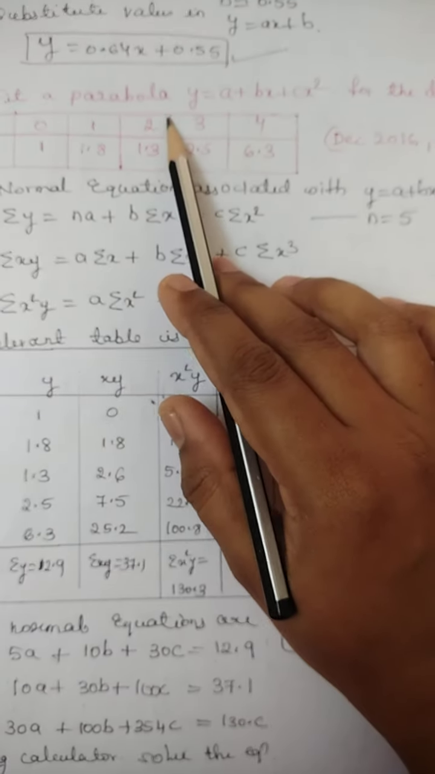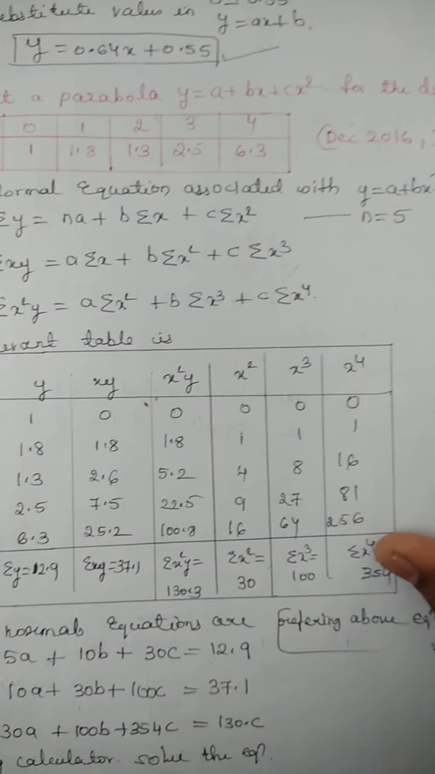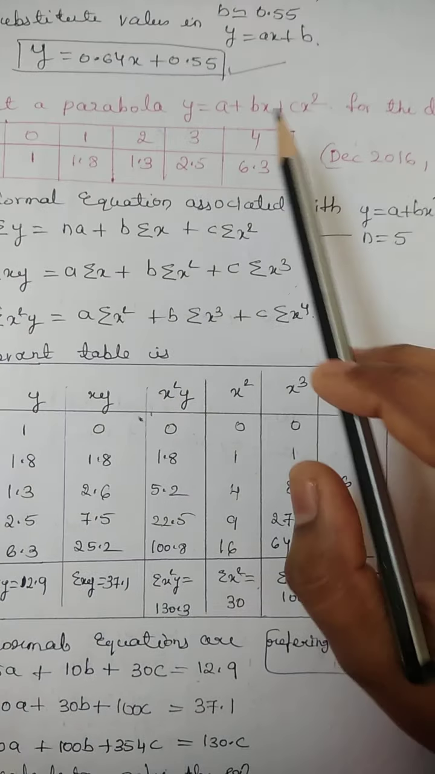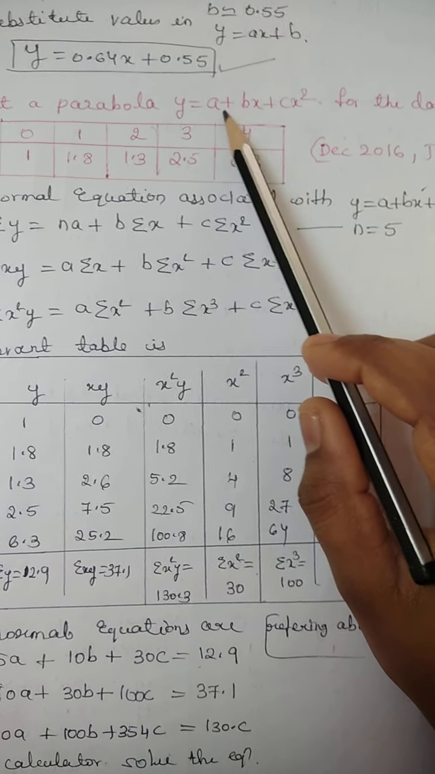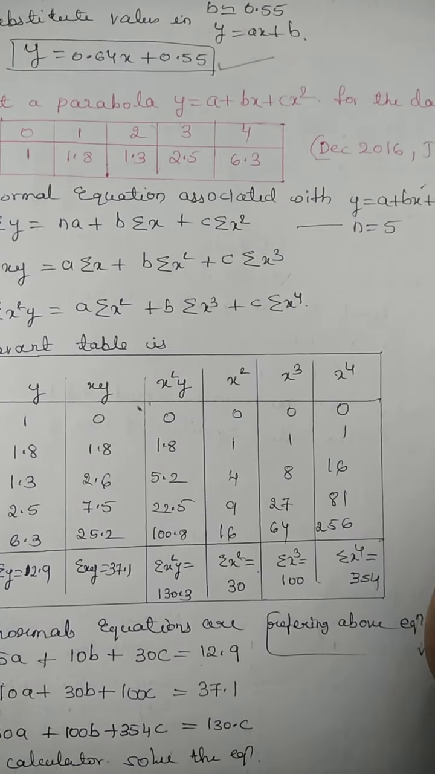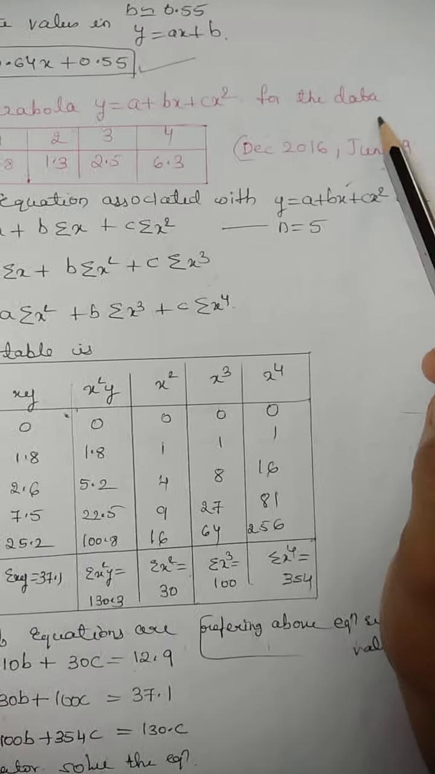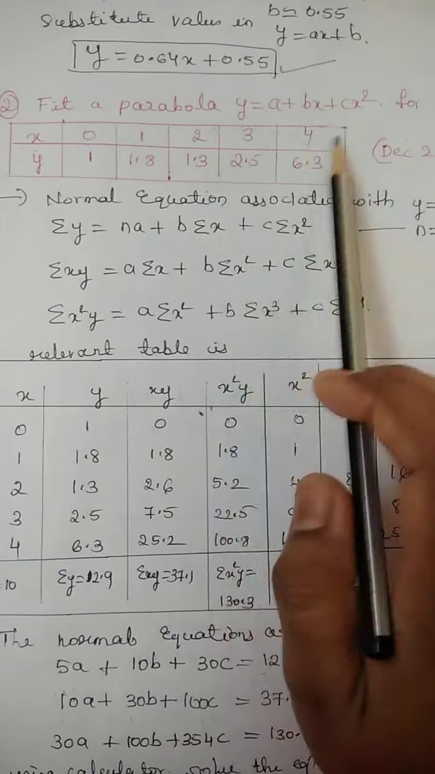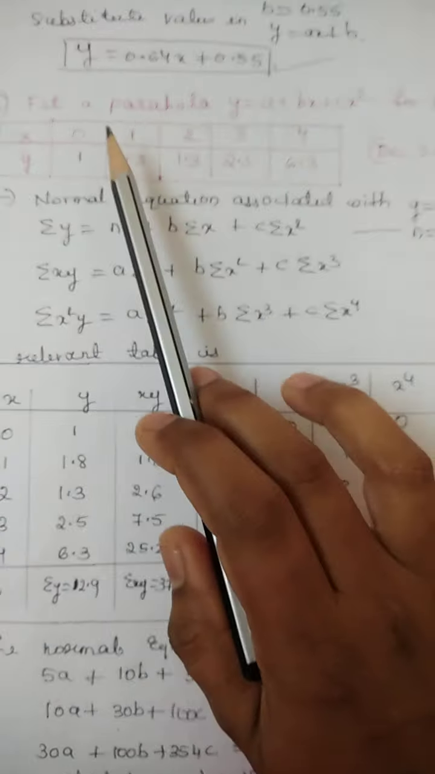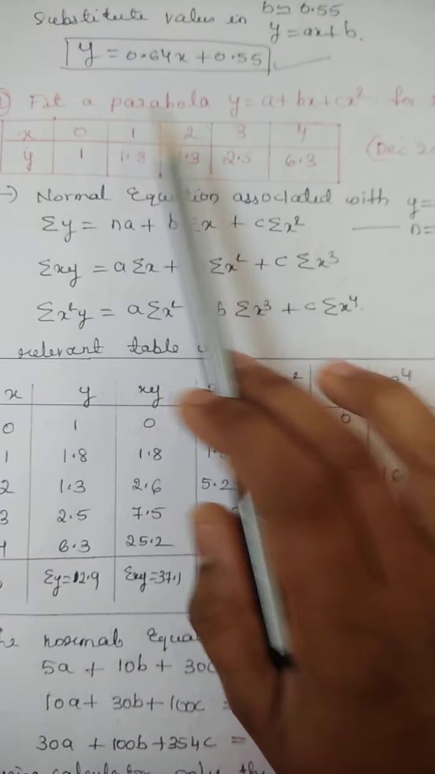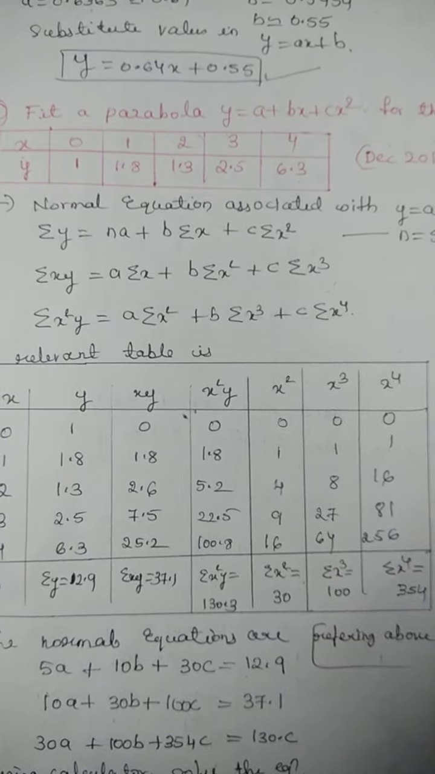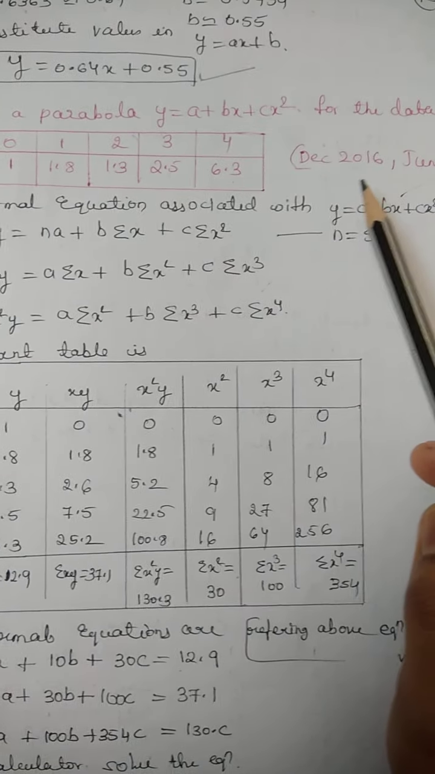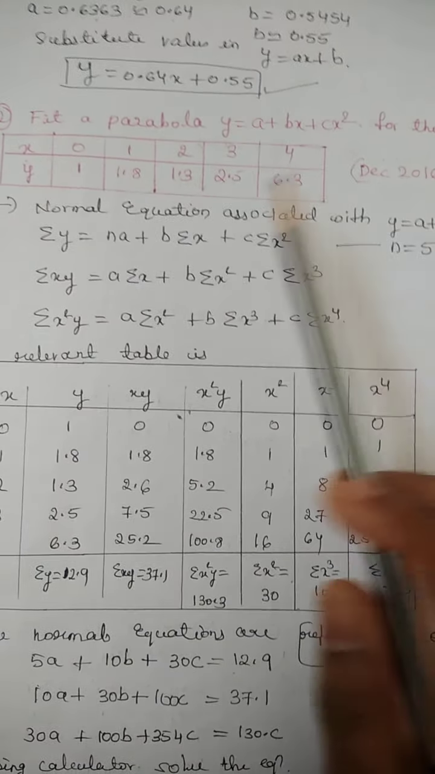Fit a parabola. Okay, the first problem we solved was to fit a straight line. Now it is a parabola. The parabola is y = a + bx + cx². For the data, x and y are given. The number of data points in x and y is 1 2 3 4 5, so n = 5. This is an important problem from the model question paper also.